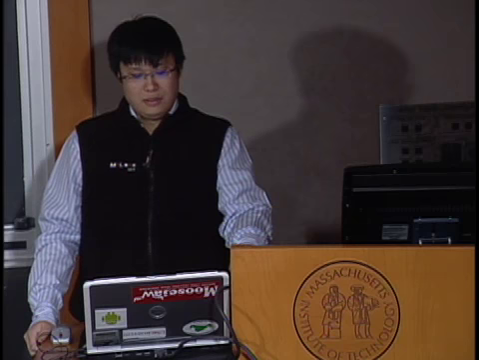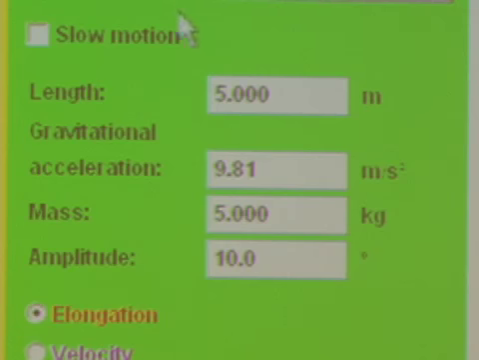Welcome back, everybody. Let's talk about that pendulum problem you just thought about. Let's turn to the computer. Before, the length was set to 5 meters, and we saw the oscillation period was 4.49 seconds. Let's see what happens if we reduce the length to just 1 meter.